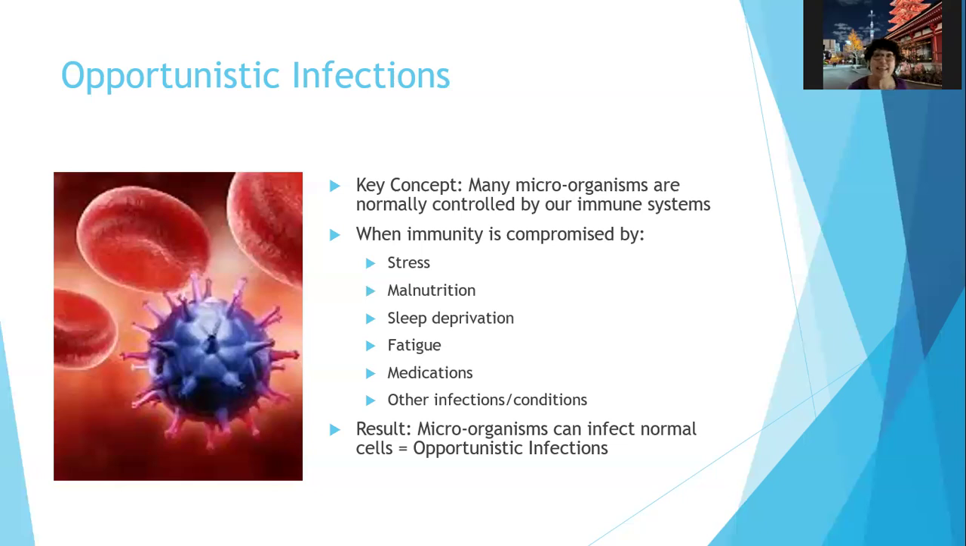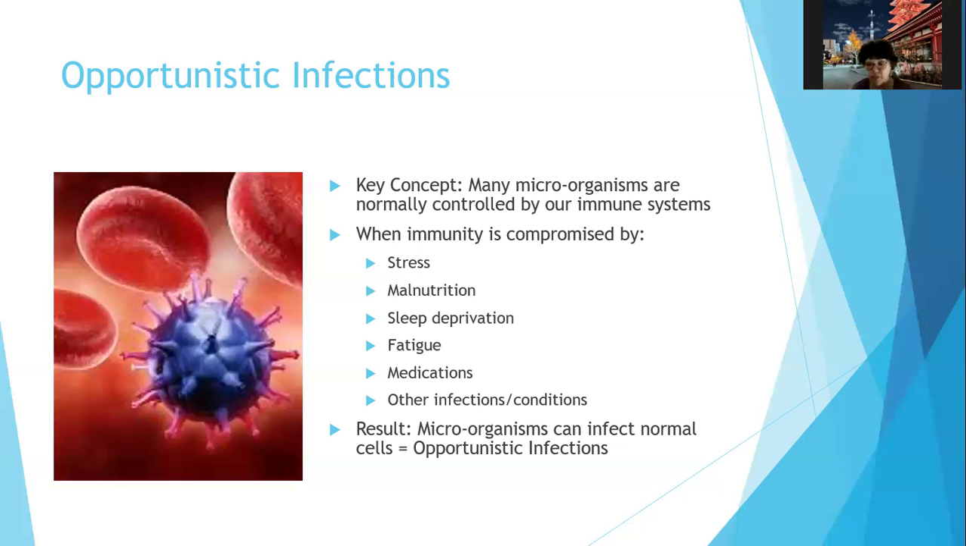But here's the thing, our immune system keeps them in check most of the time. But when our immune system is compromised by stress, poor nutrition, sleep deprivation, that's my thing lately, fatigue, certain medications like steroid medications or immunosuppressant medications, or other infections or conditions, our normal flora microorganisms can get places where they're not supposed to be and cause disease. And those are called opportunistic infections. So the normal flora, they're our buddies, they're doing stuff for us, but you've got to watch them every second or they'll get out of hand.